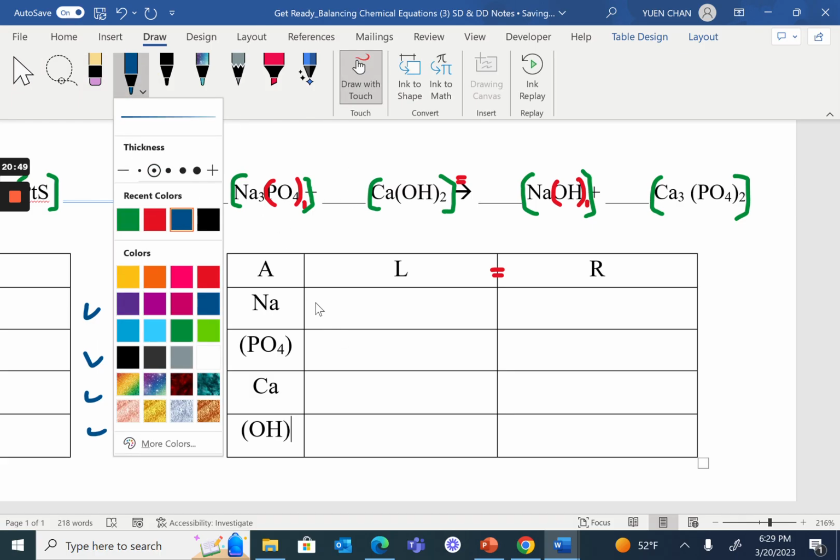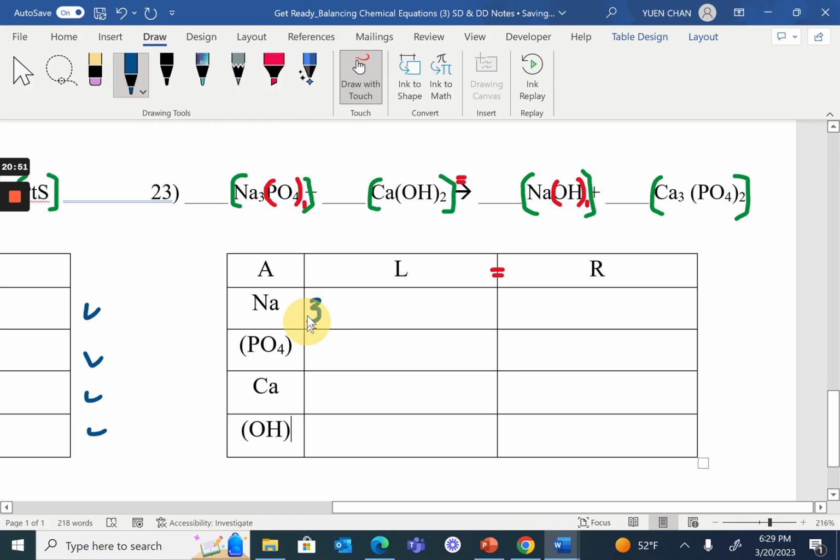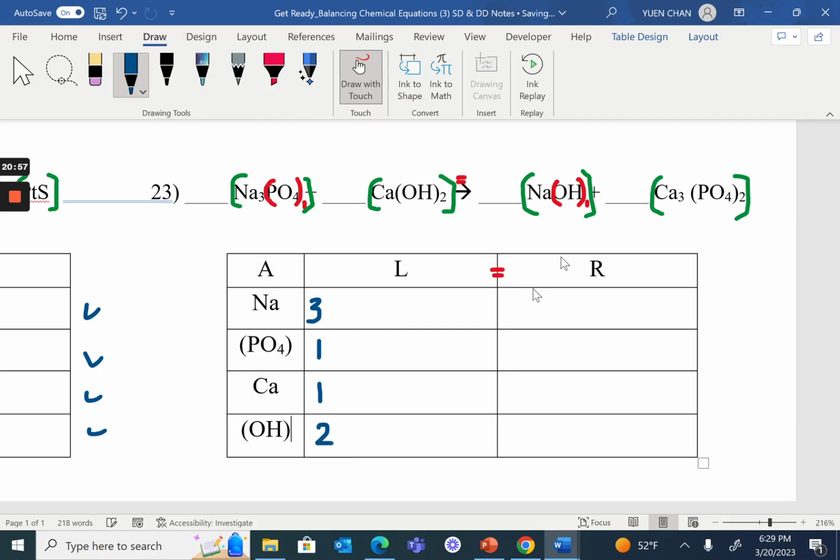So my Na on the left, I got 3. On the left, I got 1 PO4, I got 1 Ca, and I got 2 OH. On the right-hand side, I got 1 Na, 2 PO4, 3 Ca, and then 1 OH. You can start with anyone you want to balance. You can start with Na, PO4, Ca, OH. You can start with anyone.